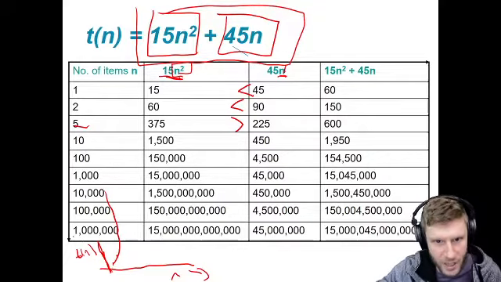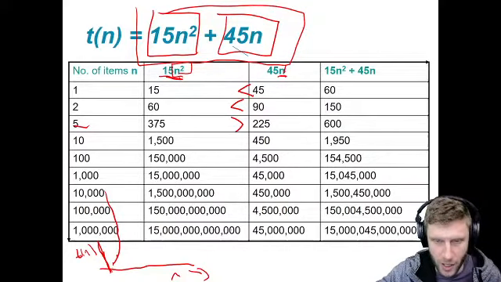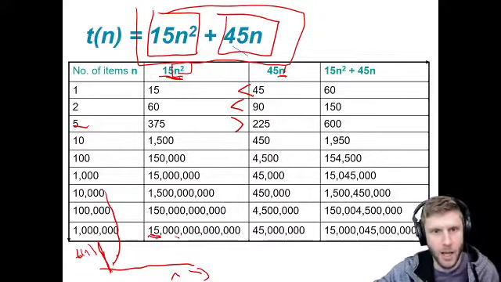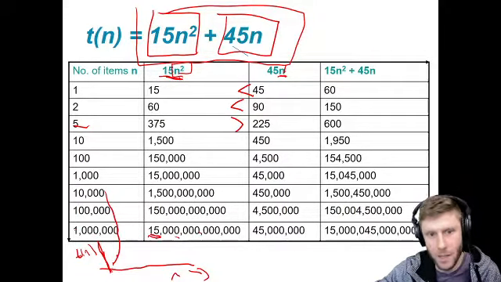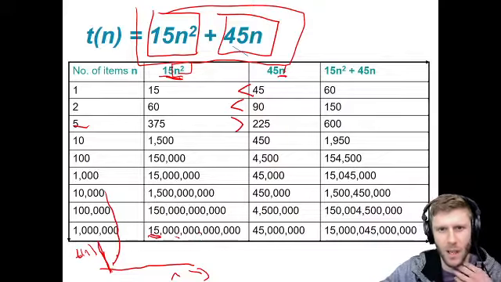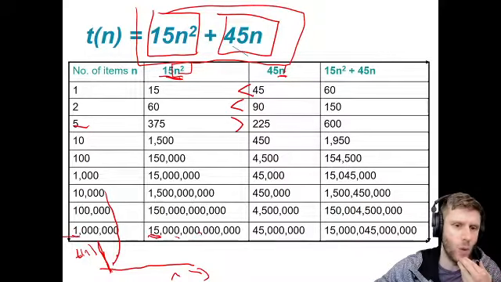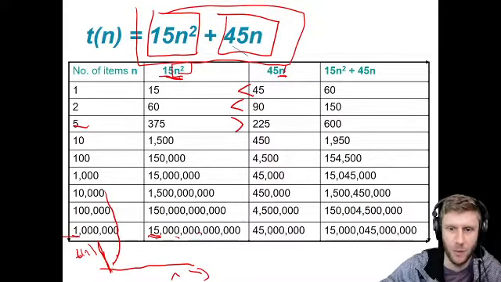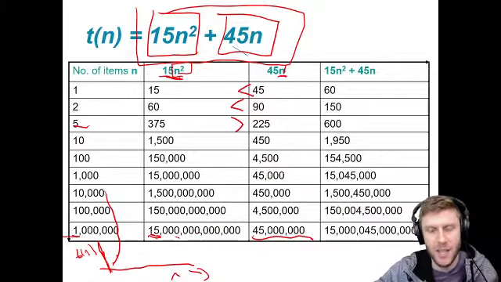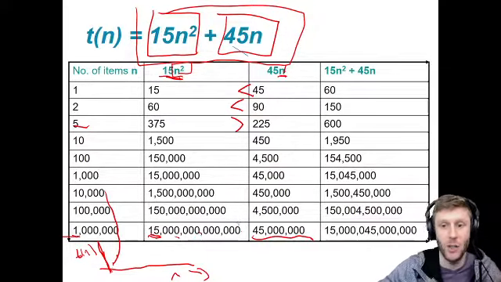And when we go all the way down to 1 million, let's see, 1, 2, 3, 4, 5, 6, so that's a million, a billion, a trillion. This part here, when n is 1 million, 15n squared is 15 trillion. And down here, when n is 1 million, 45n is just 45 million. Look, this is so much bigger. This is orders of magnitude bigger.